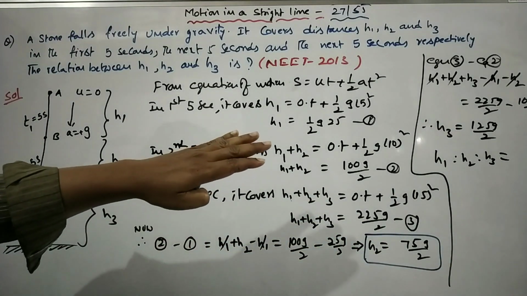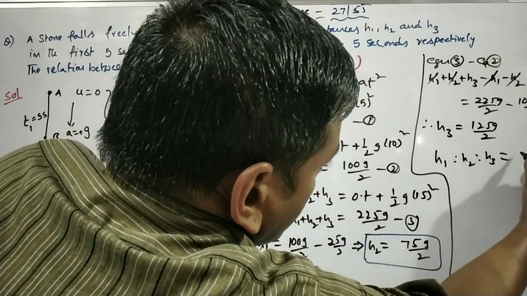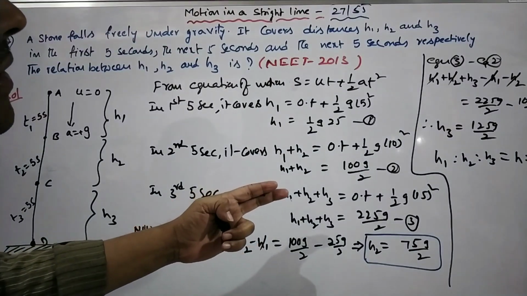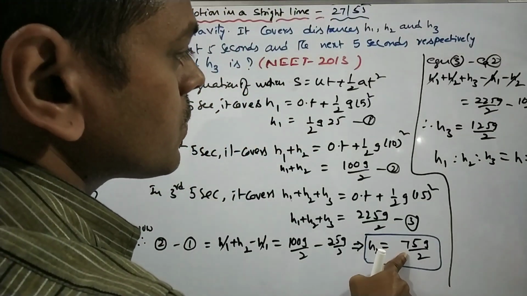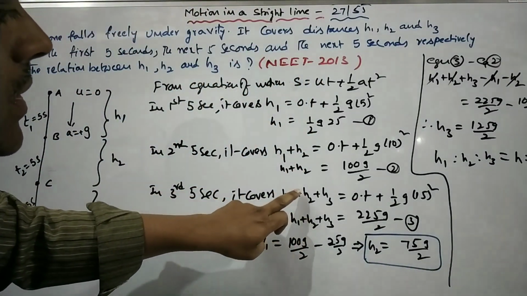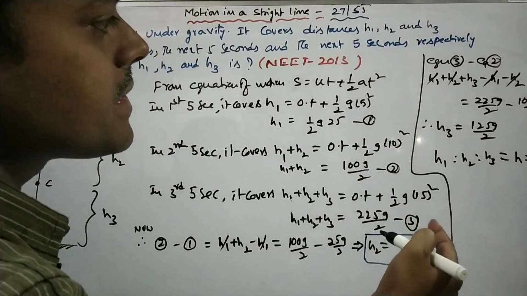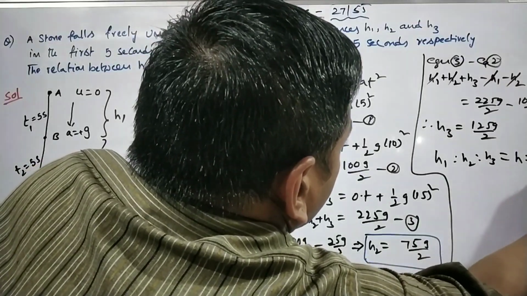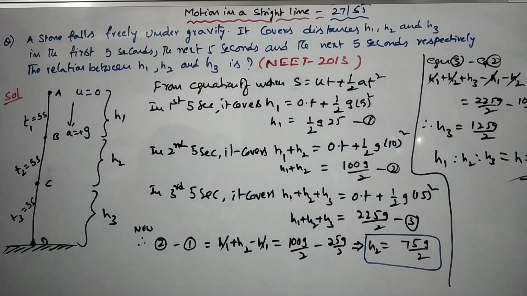So H1 is called H, which is equal to what? H1 is to H2 is to H3, that is H by 3, H, and H3 is equal to 125, 125 means 5, that means 5H. So this is the relation between H1, H2 and H3, that is 1 is to 3 is to 5.